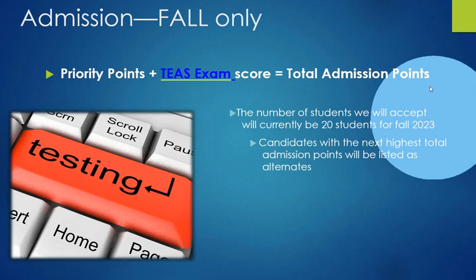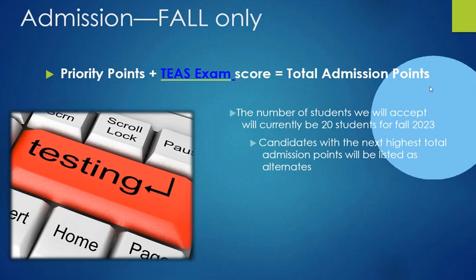So I will say for the fall of 2023, we did have 65 applicants and we took 20. So this is a really competitive program. This year we had 65 qualified applicants. Last year we had about 45, and the year before we had about 65. So it is a very competitive program. So the higher the priority points you have, the higher the TEAS scores, the more likely you would get into the program.